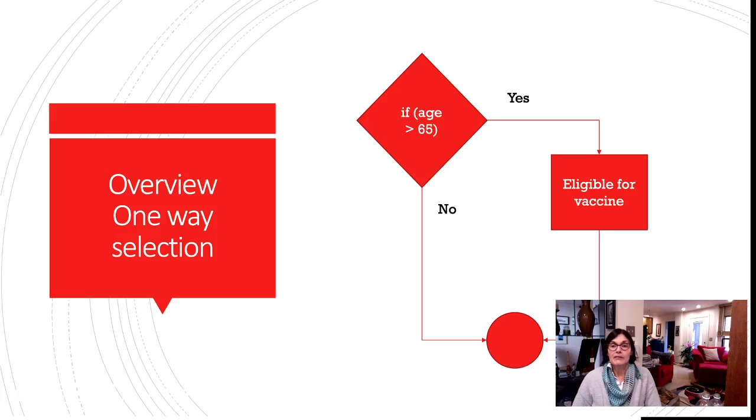All right, so in Java, one-way selection. You have a test in parentheses, age is greater than 65. It has to evaluate to true or false, and then what's going to happen if it's yes, and what happens if it's no. So in this one, if age is greater than 65, you're eligible for a vaccine. If not, then what you want to note here is they come together afterwards. So in a conditional, you do always come back together.